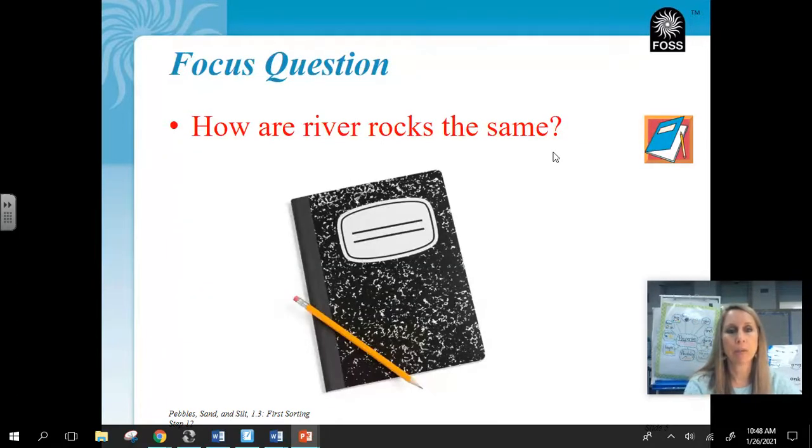So take what you did with your sorting and tell me how river rocks are the same. So you might say some rocks are the same because they have stripes, or some rocks are the same because they are similar in size. Think about how you sorted and answer that in your journal today with a complete sentence.